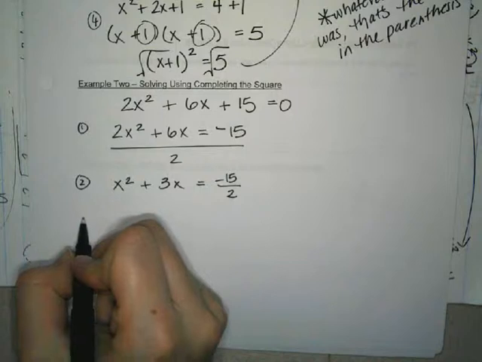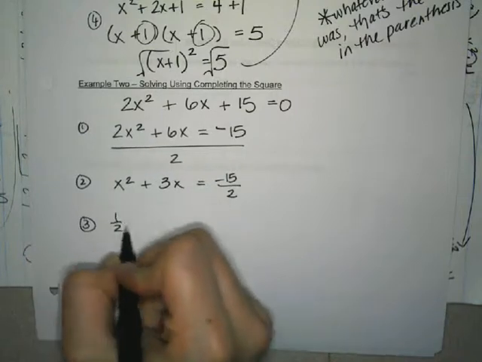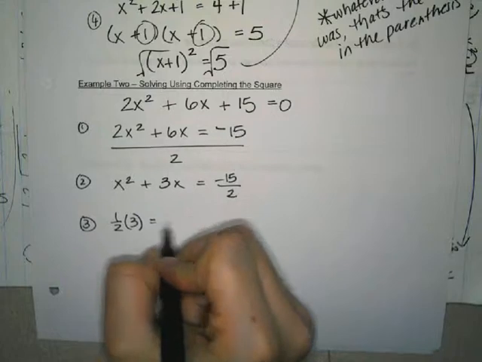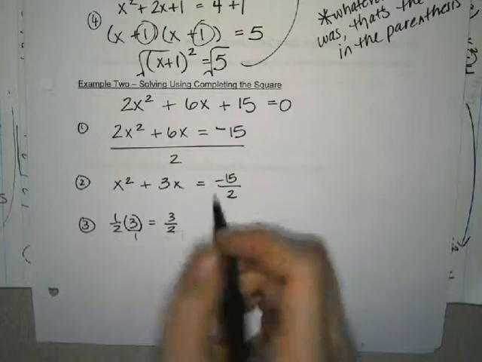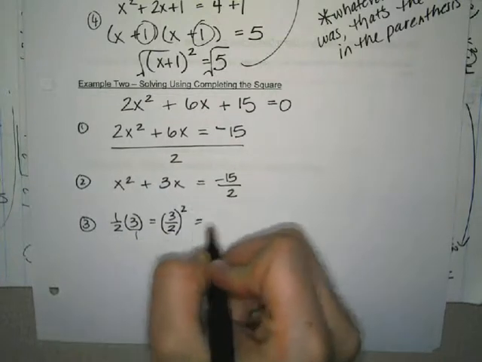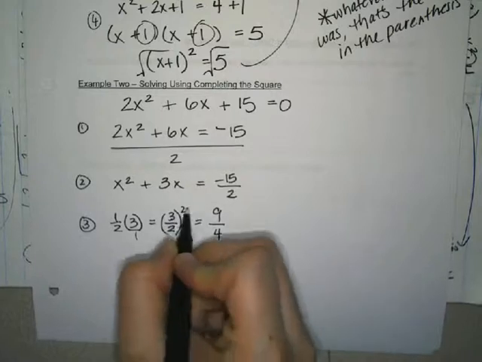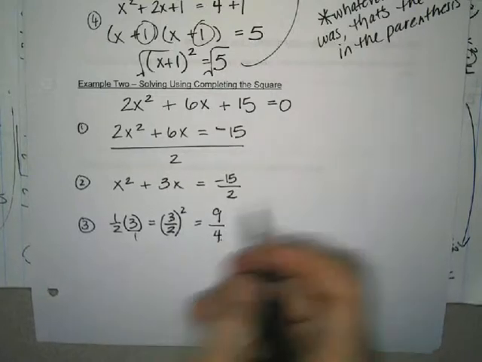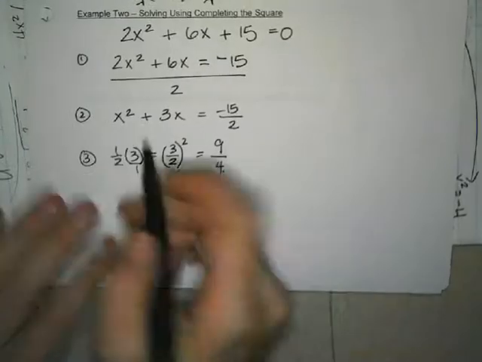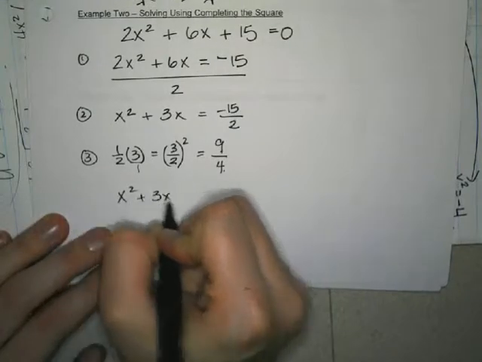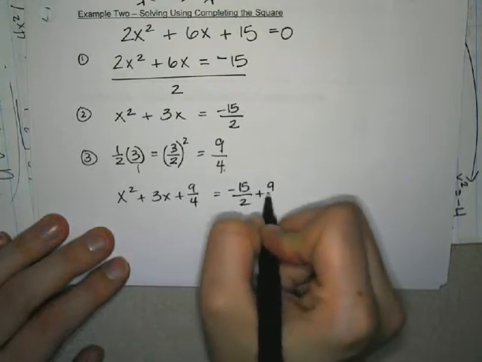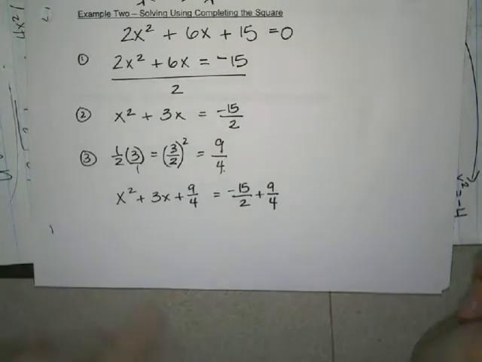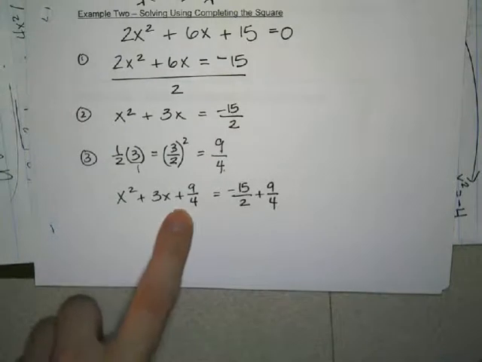Then we're going to take half of b, which is 3 halves, because this is like 1 half times 3 over 1, so you'd multiply across on the top and the bottom. We're going to square that, which is 9/4, because you square the top, square the bottom. So 3 squared is 9, 2 squared is 4. And then we're going to add that to both sides. Now remember, with this completing the square method, once you get to this point, you've set yourself up to factor the left side.